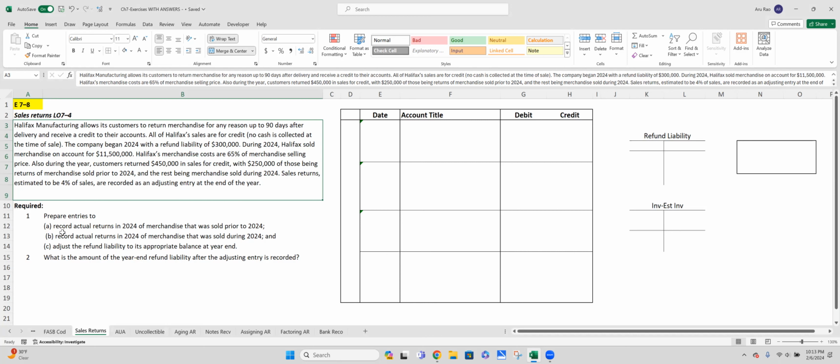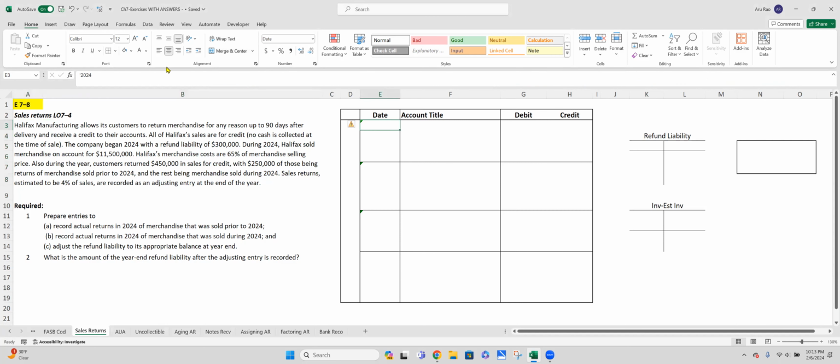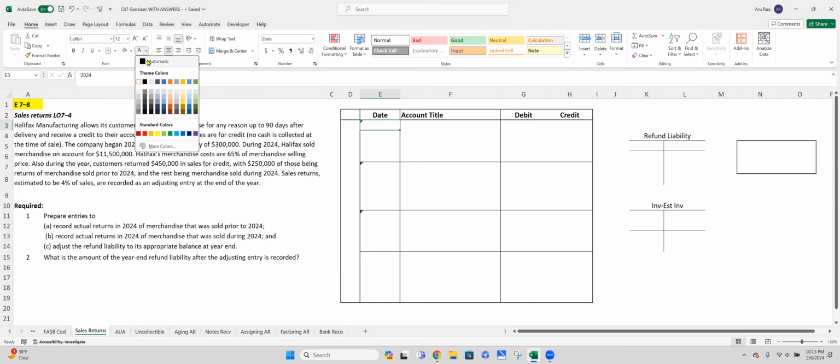We've been asked to do the journal entries for recording the sales that came back, the sales return for the prior year sales, the current year sales, and do the adjusting entry at the end of the year. So before we get to all these adjusting entries, let's first do the journal entries for the sales transaction.